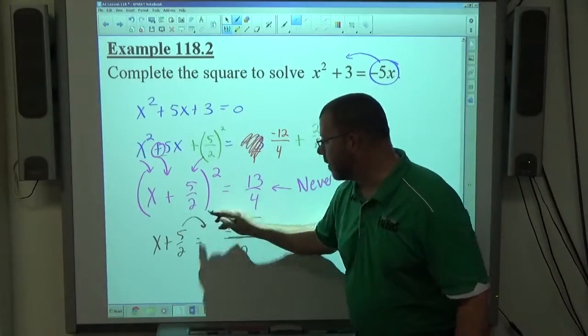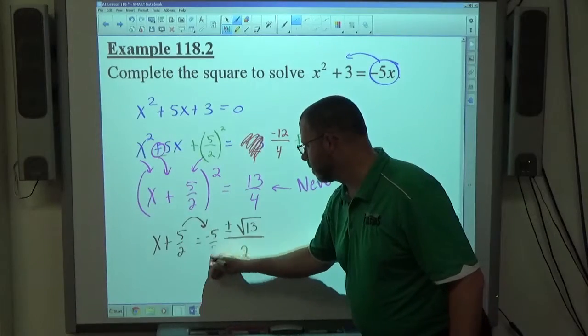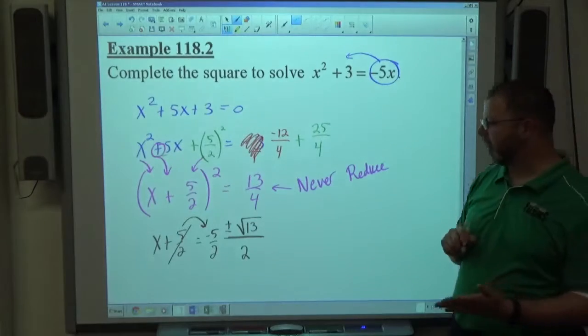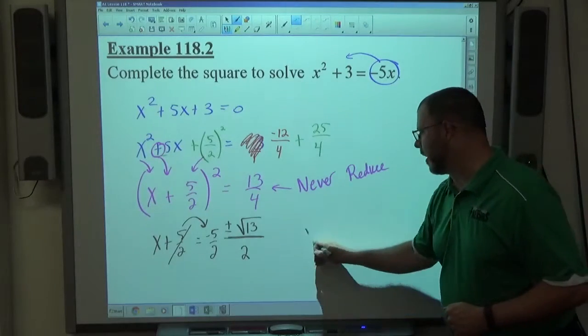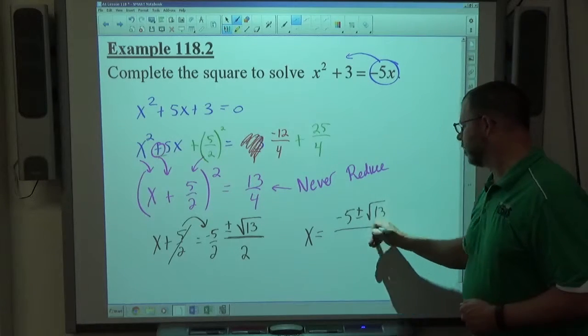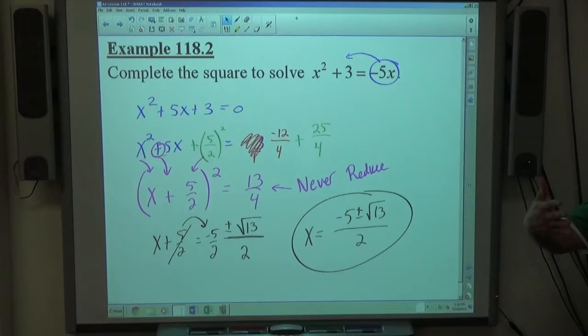Move the 5/2 over, it becomes negative, right? A lot of people mess up there. They don't change the sign when they move that across. Put it in front. And notice they have a common denominator. So I end up with x equals negative 5 plus or minus the square root of 13 over 2. And I wouldn't like the answer written like that. One simple expression over the simple common denominator.